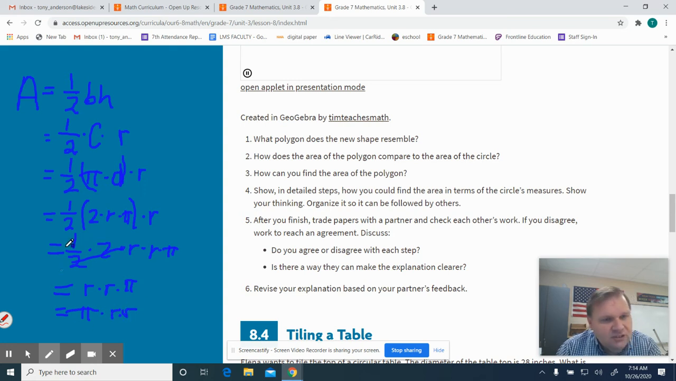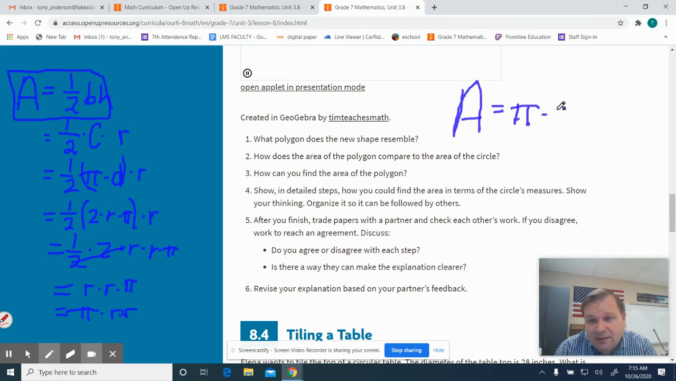What we just did here is we've used this formula for a triangle, since it relates to the circle, to get a formula for the area of a circle. So the area of a circle is going to be pi times radius squared. Pi times radius squared, pi times radius times radius. This is the same thing.